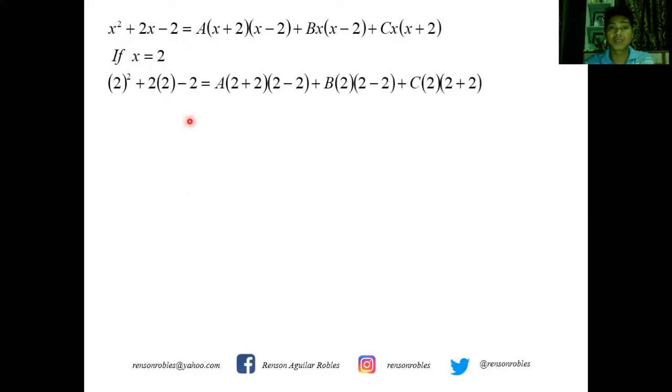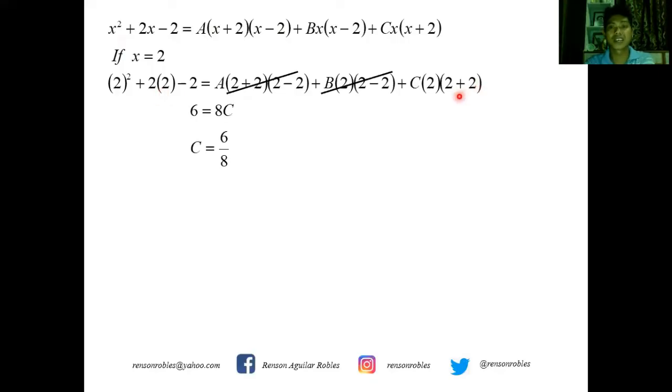So we have this equation. And this time, this term will become 0. Also, this term will become 0. And that leaves us with 2 squared plus 2 times 2 minus 2. So this is 4. This is also 4. That's 8 minus 2. That's 6.